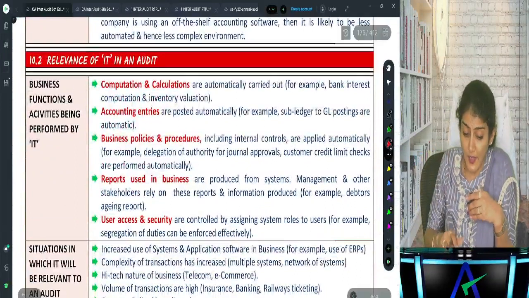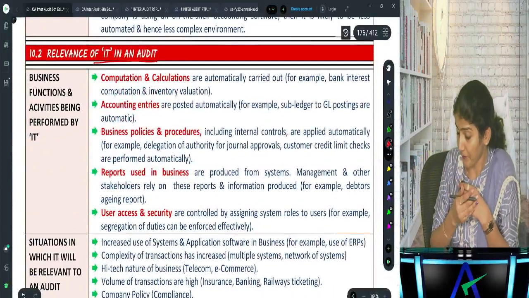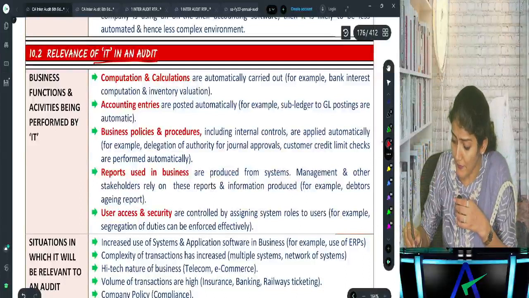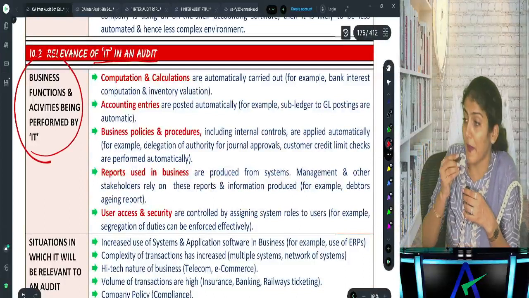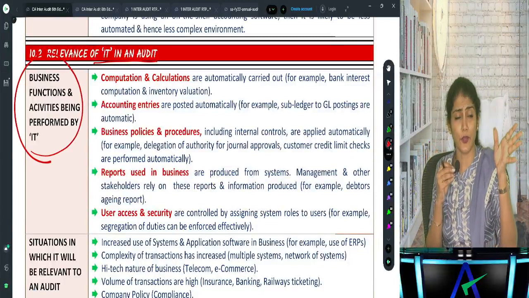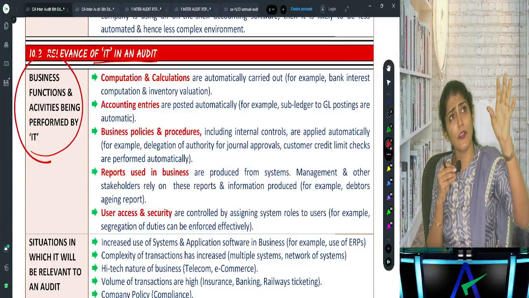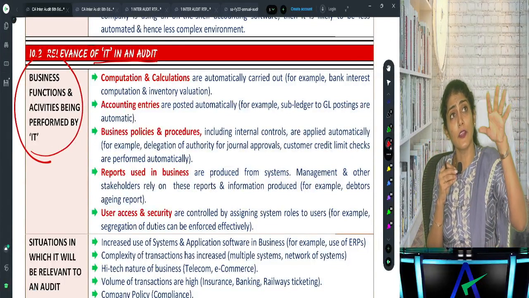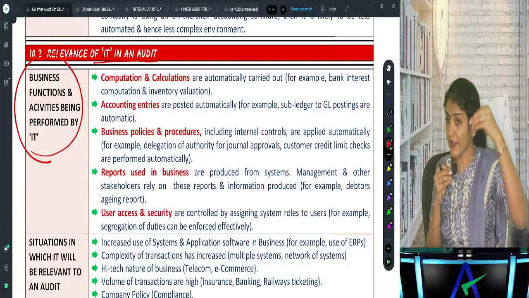Then what does it say? Relevance of IT in an audit. Okay, now what all business functions and activities are being performed by IT? So nowadays you ask the client about depreciation, they say computer. You ask interest, who calculated? Computer. Rent, who calculated? Computer. Who authorized the transaction? Computer.